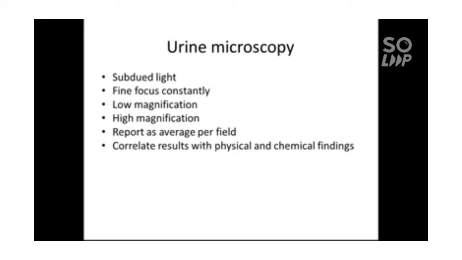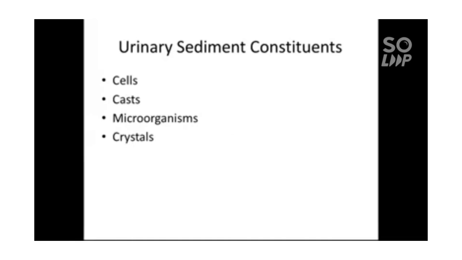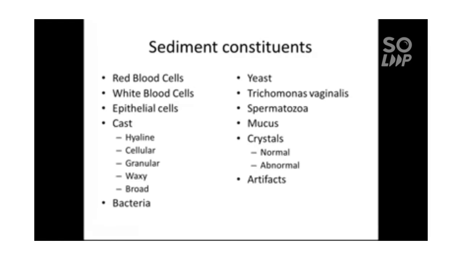In urine microscopy, we use subdued light, fine focus, low magnification, meaning 10x, and then we go to high magnification, meaning 40x. We report as an average per field, and we correlate the results with physical and chemical findings. Some things that we will find in the urine sediment are cells, casts, microorganisms, and crystals.